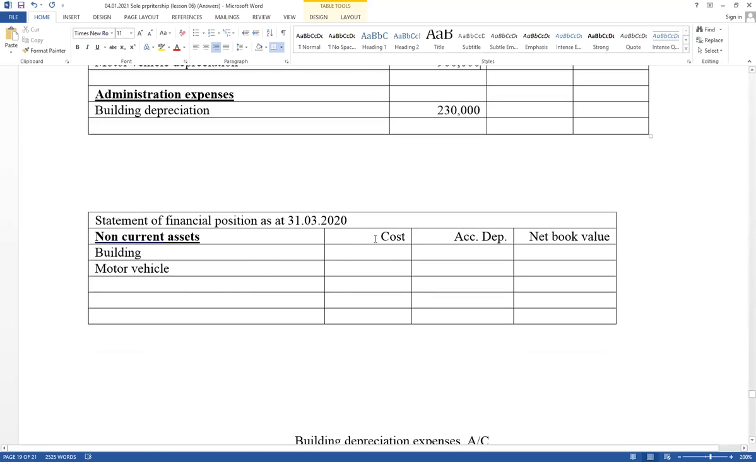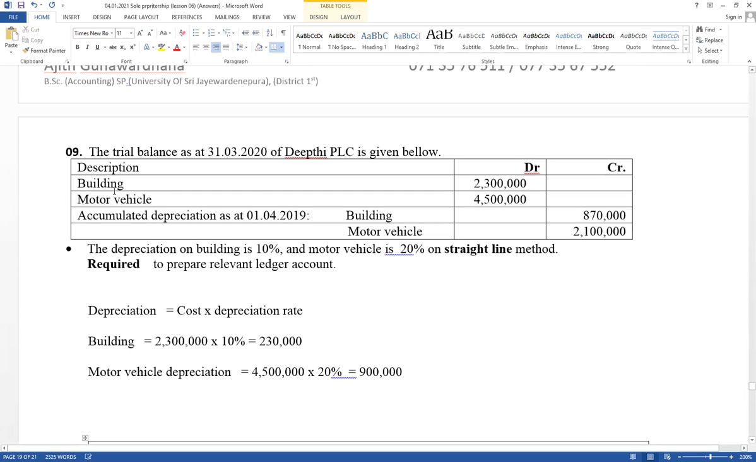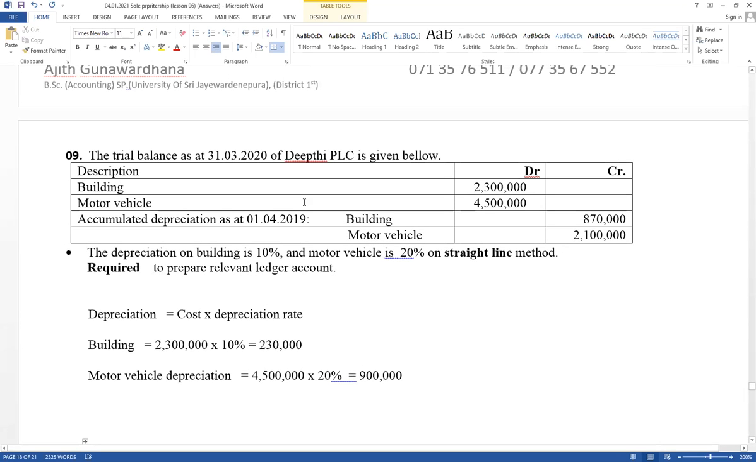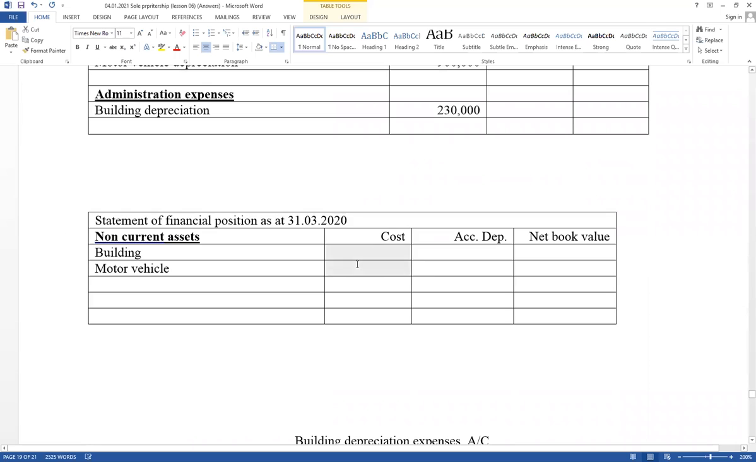And in the financial position, the cost value is available in the trial balance. Cost value is not changed. Take the cost value: building 2.3 million, motor vehicle 4.5 million. Cost value changes if it has given disposal or revaluation. That part we will discuss later. As a result of annual depreciation, cost value is not changed. Therefore, cost values of 2.3 million and 4.5 million should be included under cost.